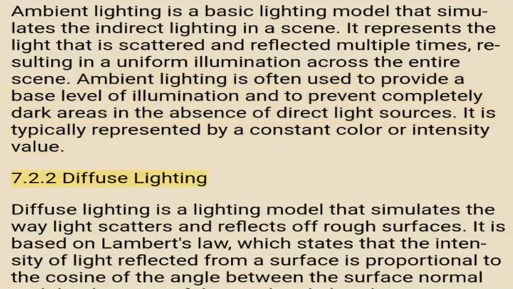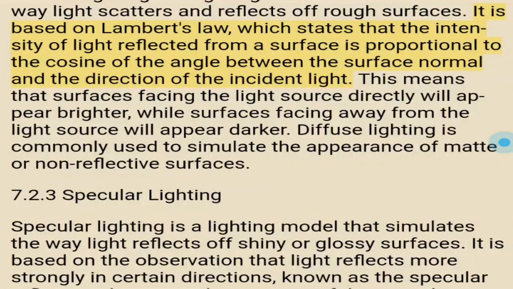7.2.2 Diffuse lighting. Diffuse lighting is a lighting model that simulates the way light scatters and reflects off rough surfaces. It is based on Lambert's law, which states that the intensity of light reflected from a surface is proportional to the cosine of the angle between the surface normal and the direction of the incident light. This means that surfaces facing the light source directly will appear brighter, while surfaces facing away from the light source will appear darker. Diffuse lighting is commonly used to simulate the appearance of matte or non-reflective surfaces.